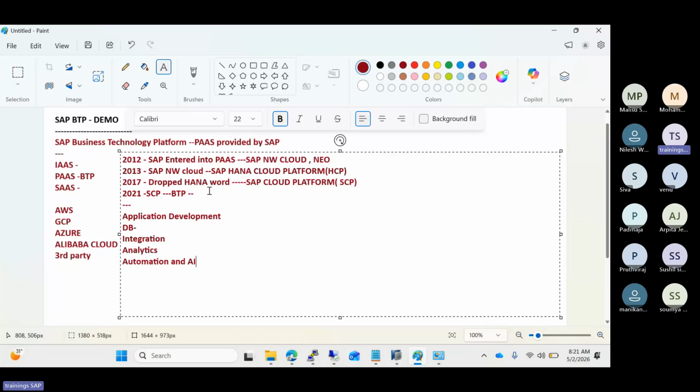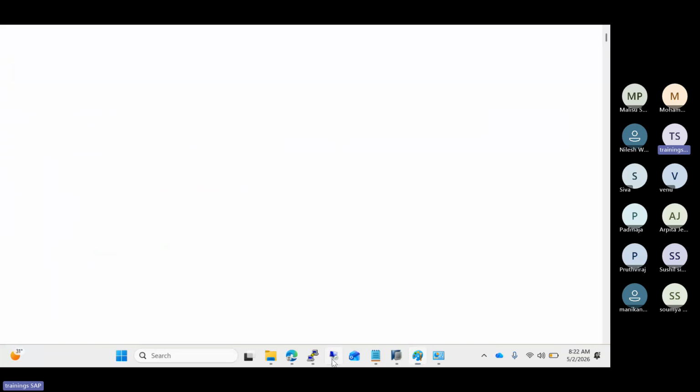On the database side, you have HANA Cloud, Analytics Cloud, Data Sphere, all those things. On the integration side, you have Integration Suite, Event Mesh. Analytics Cloud, SAC. On the automation and AI side, we have AI Core, AI Launchpad, Business Process Automation, RPA. Each pillar has multiple services that SAP has listed. Overall, as of now, SAP is providing 80 plus services in the BTP platform.